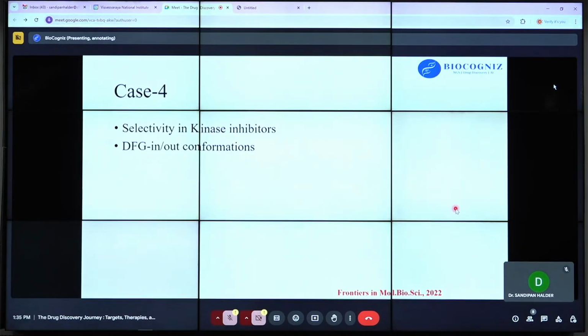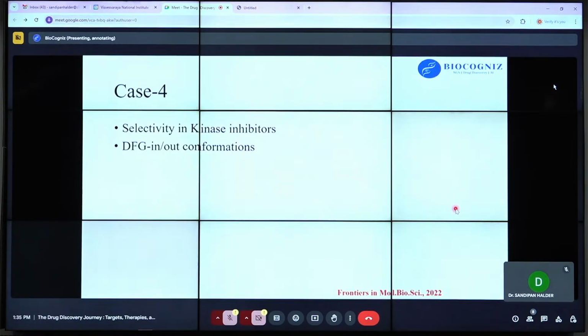Okay. Another interesting study, and I will conclude this selectivity part with it. That one is more into the selectivity issues again, but with the kinase. It's a very interesting category. The kinase is a very broad family of proteins, where there is a unique thing called the DFG-in and DFG-out conformer. In other words, open and closed conformation. So we need to see which one is the active and inactive conformer.